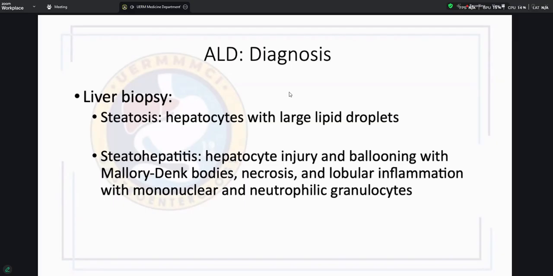Liver biopsy is rarely indicated for the diagnosis of alcohol-associated hepatic steatosis or steatohepatitis. But if done, liver biopsy typically shows hepatocytes with large lipid droplets, or macrovesicular steatosis. For those with steatohepatitis, there will be hepatocyte injury and ballooning with Mallory-Denk bodies, necrosis, and lobular inflammation with mononuclear and neutrophilic granulocytes.